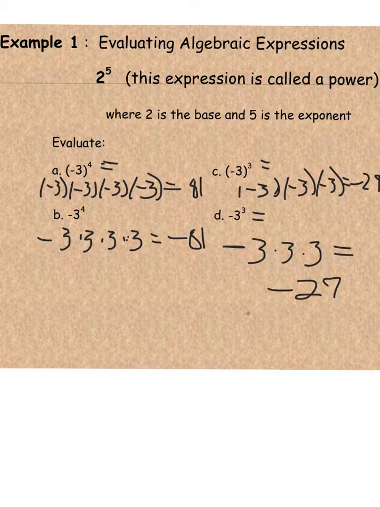So you can see the difference when the negative sign is inside the parentheses, when it's outside the parentheses, and when the exponent is even versus when the exponent is odd.